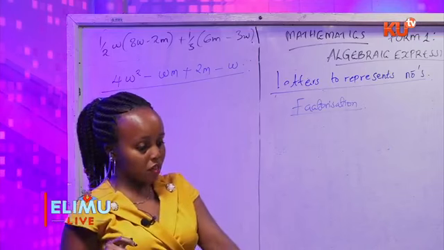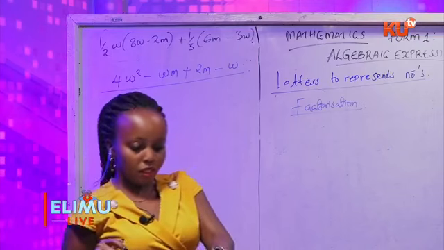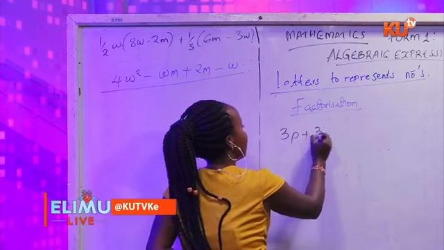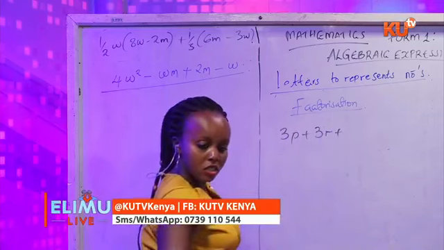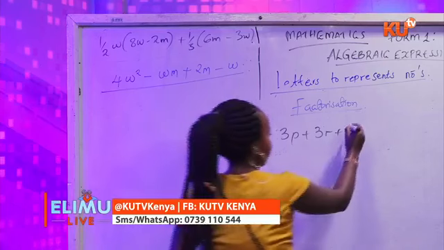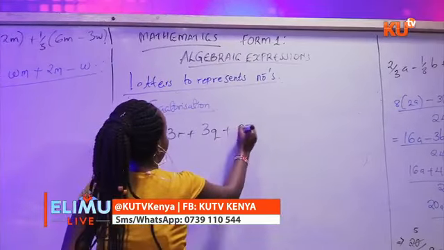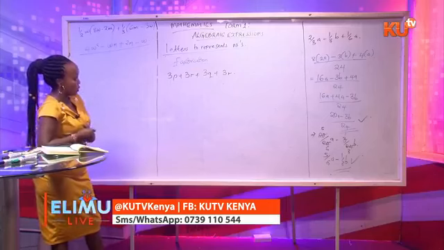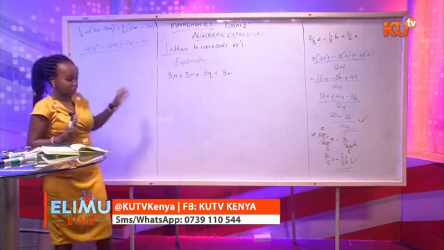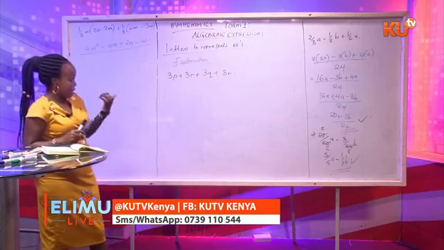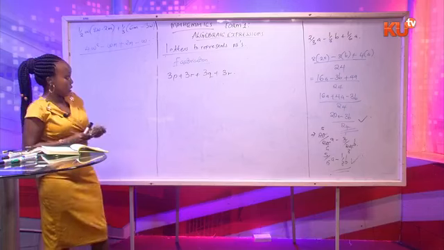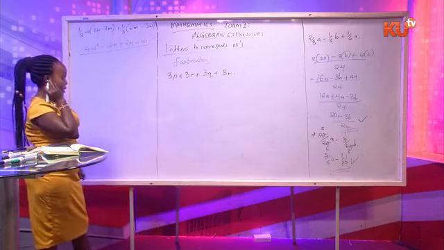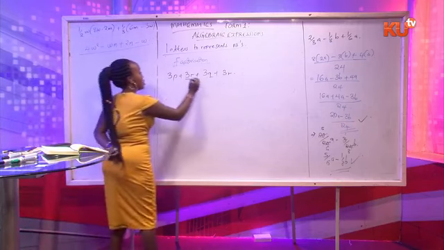So if we have an example like 3p plus 3r plus 3q plus 3r. In factorization, you have to look at what is common in the terms that you are given. As you can see, all terms have a common number, that is 3. But there are two terms that are alike there. We have an r here and an r there. So you can start by adding and making sure that you do not have any other like terms.